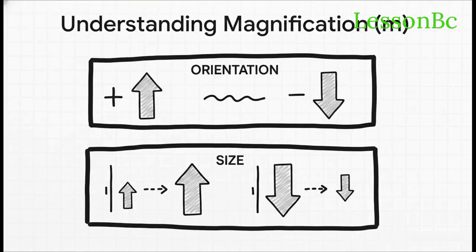And this little m is amazing. It tells us the entire story. The sign tells you if it's upright or not. Positive is upright, negative is inverted or upside down, and the number itself tells you the size. If it's bigger than 1, the image is magnified. If it's smaller than 1, the image is reduced. It's a complete description of the image, all packed into one single number.